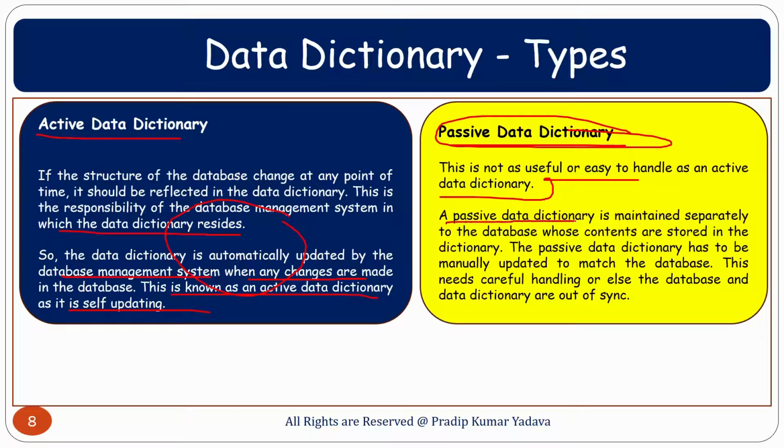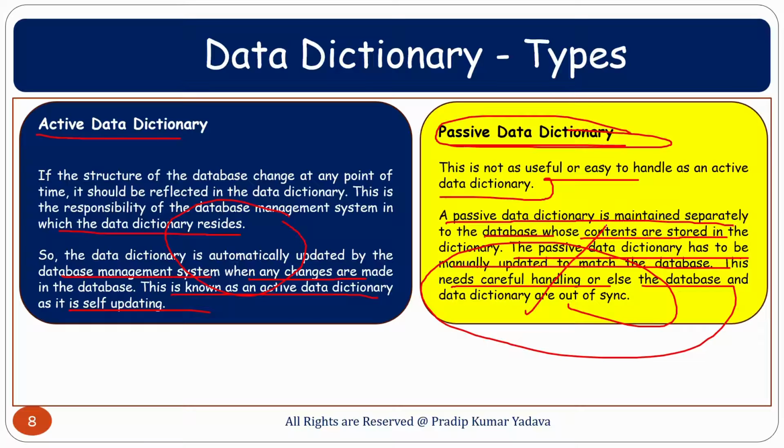A passive data dictionary is maintained separately from the database whose contents are stored in the dictionary, and the passive data dictionary has to be manually updated to match the database. This needs careful handling or else the database and data dictionary go out of synchronization.